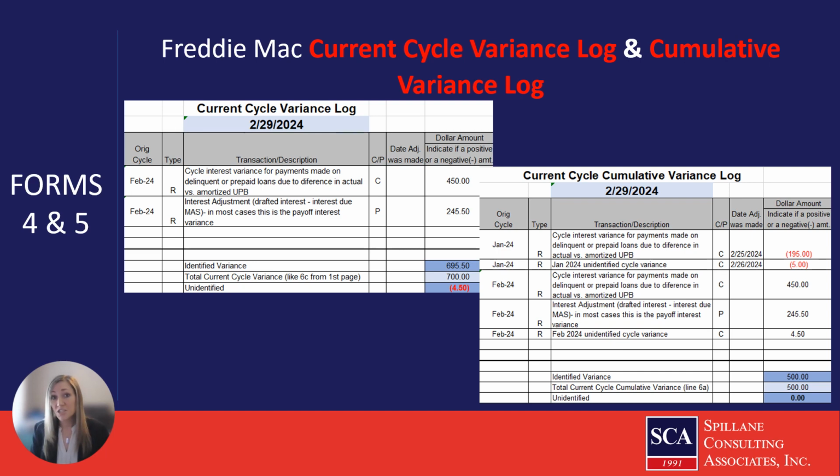With the help of your cash receipt and cash disbursement worksheets as a lead, you will identify and document the specific variance sources for the current cycle and carry those forward to the cumulative variance log. Remember, Freddie Mac requires that all variances be identified within 45 days of the closing of a cycle, and that all clearing entries be completed within 90 days. So it's important to keep a good handle on what's outstanding and when it is expected to clear.